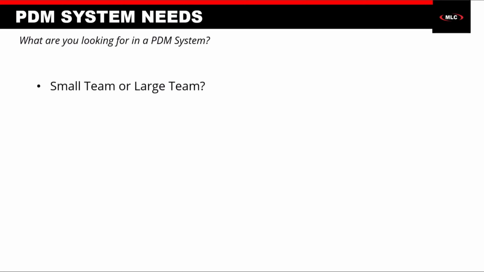When we are talking about your PDM system needs, there's a couple questions I want you to think about as we go through today's webinar. One is, do you have a small team, a medium team, or a large team? Now, a small team would probably be around 10 to 15 people or less, with a medium team about 15 to 30 people, and then a large team about 30 plus. Those are rough estimates. Those are normally the size of teams that we see and how we break those apart.